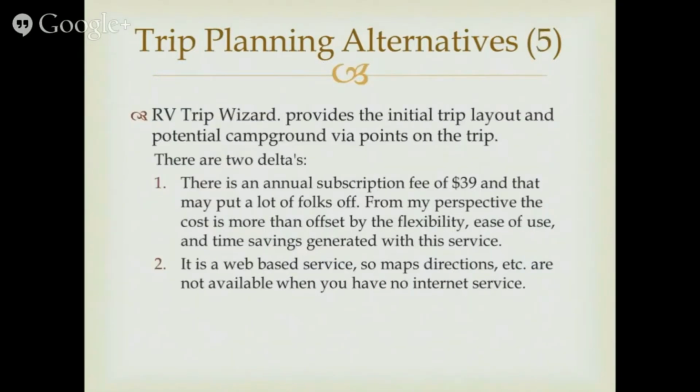The fifth alternative is the one we'll spend the most time on. That's RV Trip Wizard. It is truly a trip planning tool. It was not designed to be a navigation tool. However, it'll generate a comma-separated variable file, a spreadsheet that can be input directly into GPSs. It's a good idea to point out the deltas. It has an annual subscription fee. So this one isn't free. It costs you $39 a year. And that's going to put some folks off.